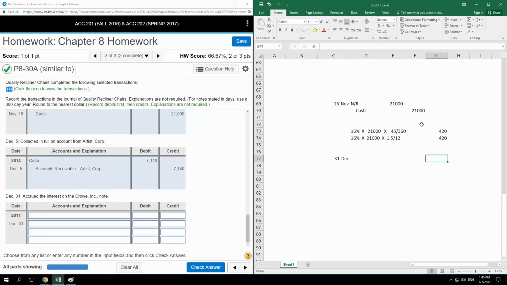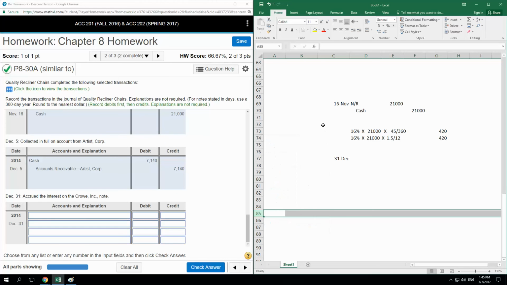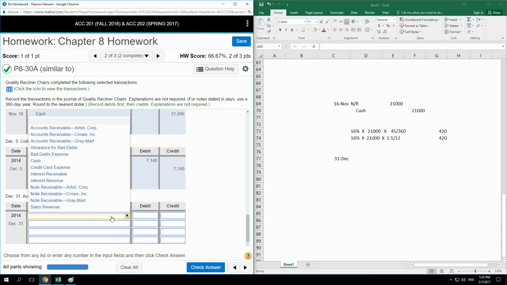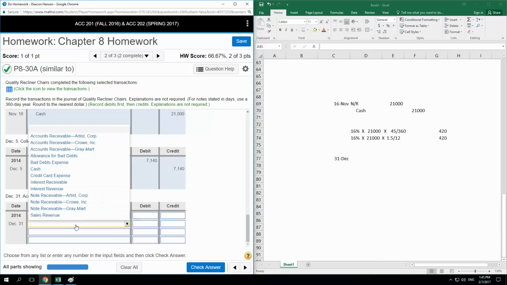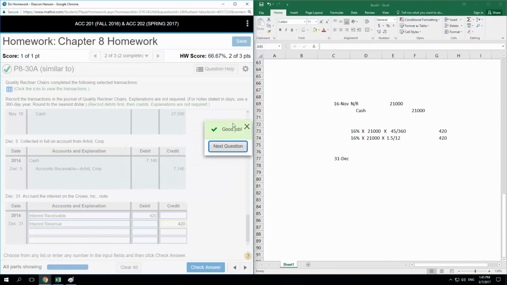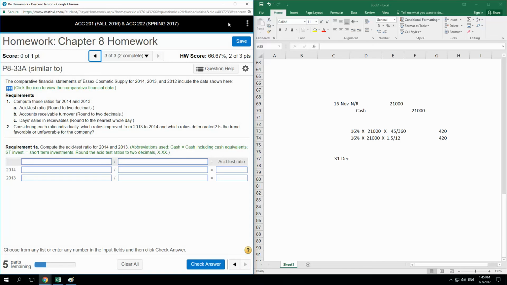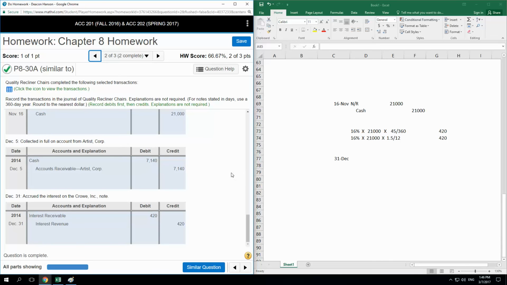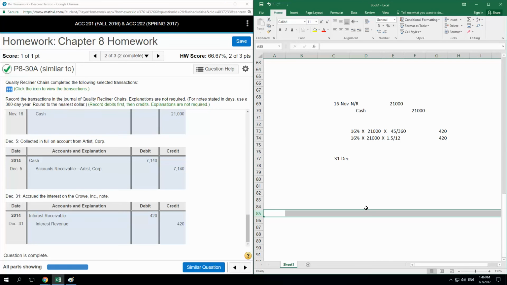So your time is going to make the difference in what you come out with. So a month and a half went by. We have to accrue interest, so we're going to have interest receivable and interest revenue of 420. So interest equals principal times rate times time. That's kind of what this problem is driving home for you.